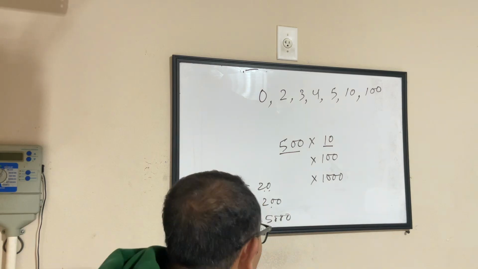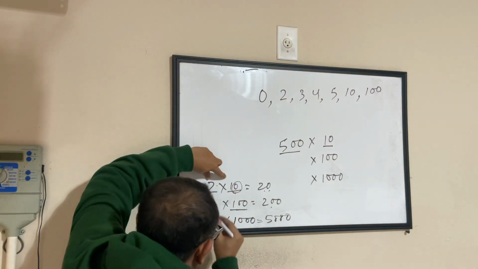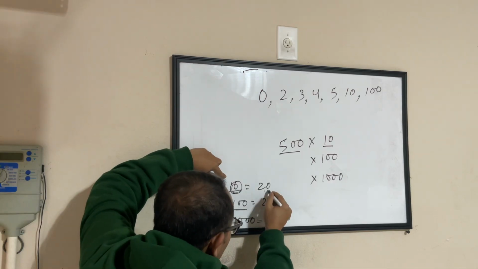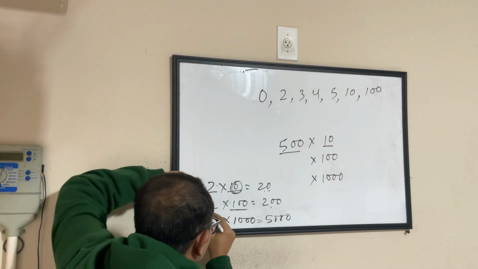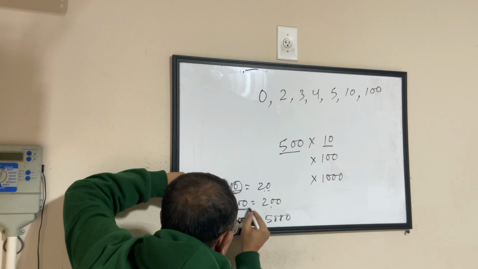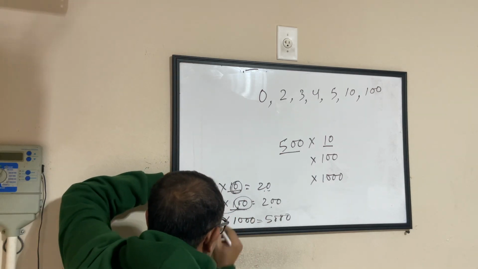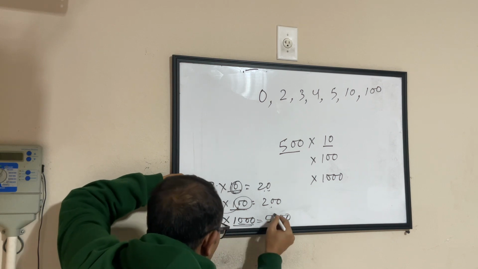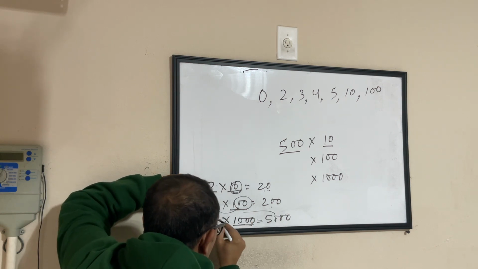Okay, coming back to this one. When you are multiplying 2 with a 10, what you have is 1 0 that is getting appended here. When you are multiplying 2 with 100, you have 2 zeros that is getting added here. If you are multiplying 5 with 1000, what's happening? You have 3 zeros that is getting added after this.